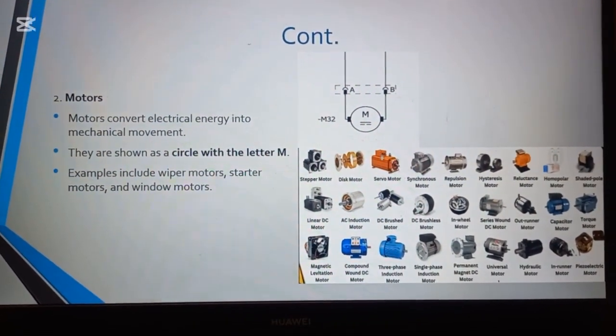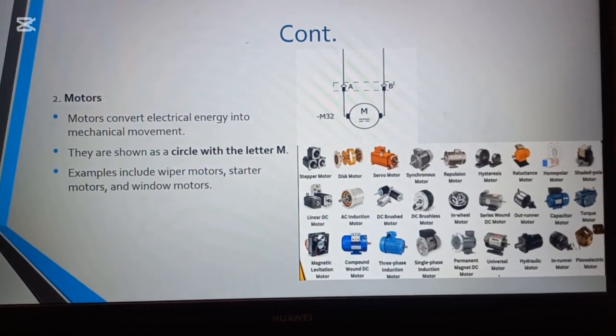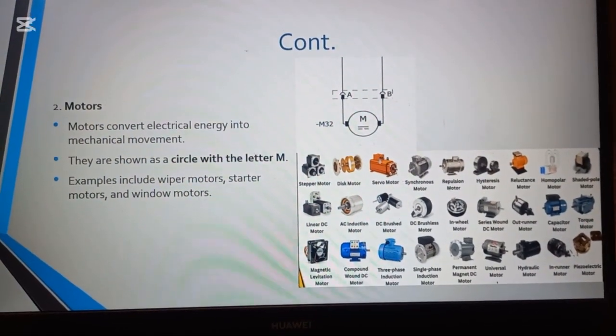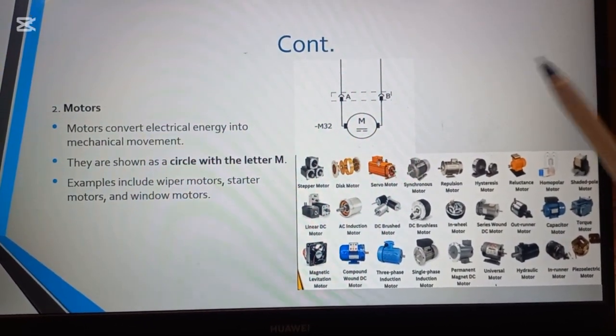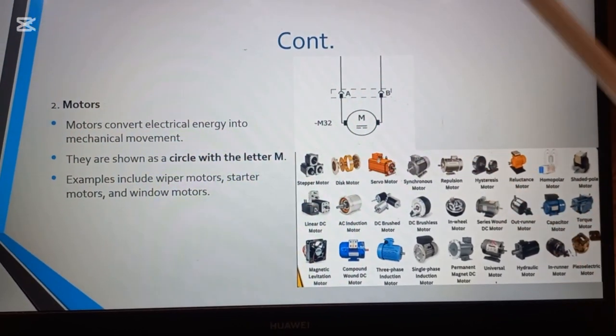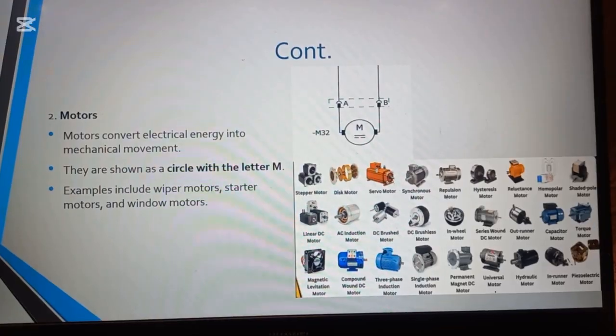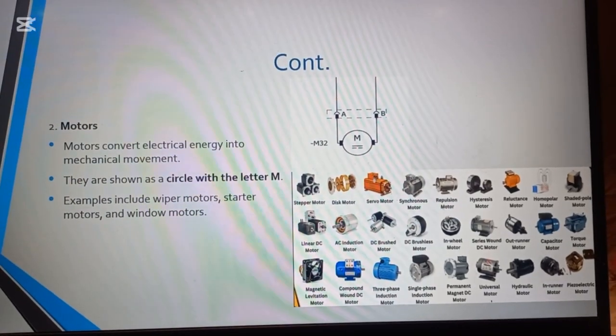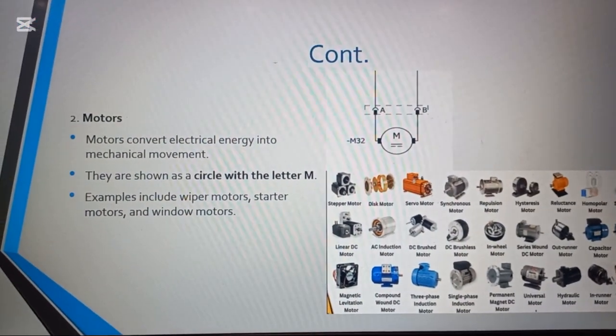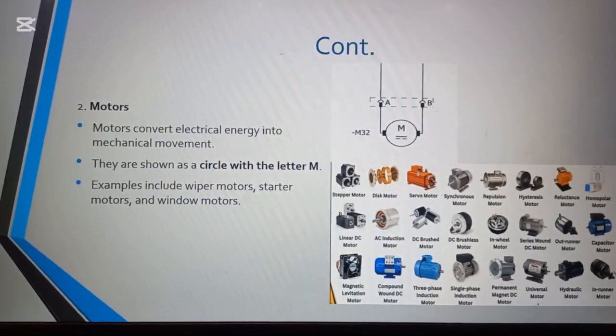Motors convert electrical energy into mechanical energy. They are shown as a circle with M. The examples include starter motors, window motors, wiper motors, and many others.